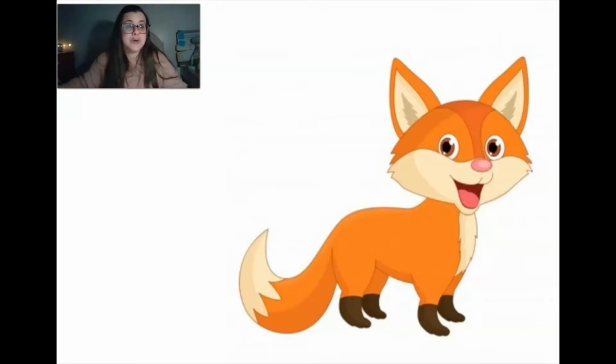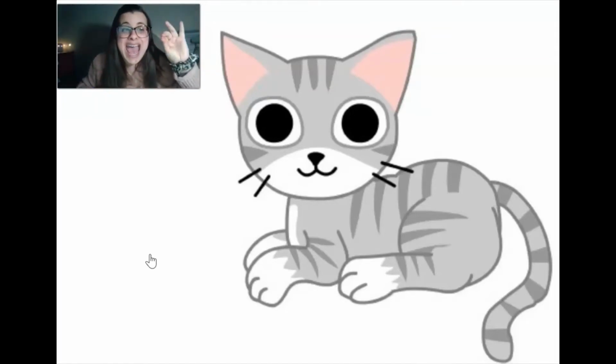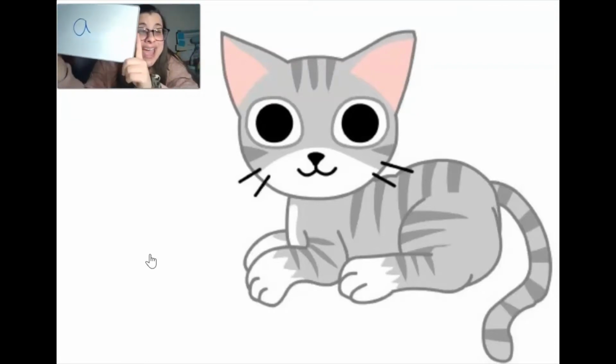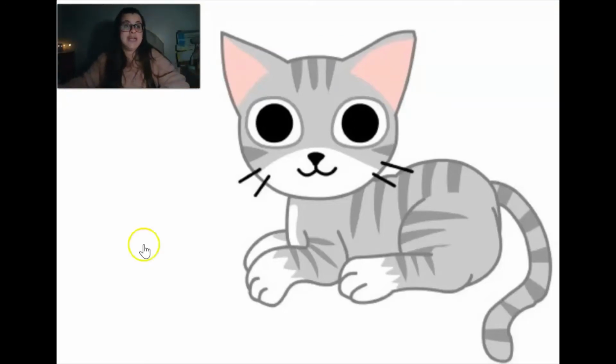Let's see what our next word is. Cat. Go ahead and find the middle sound in cat and write the letter that makes that sound. A. I hear a in the middle, and I know a is the letter A. A makes the a sound. So if I was writing the word cat, I would write the letter A in the middle of the word. Let's find out our next word.